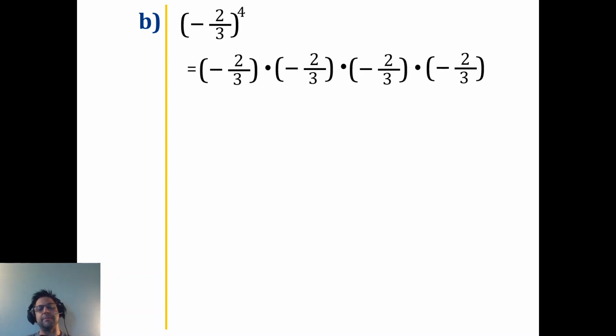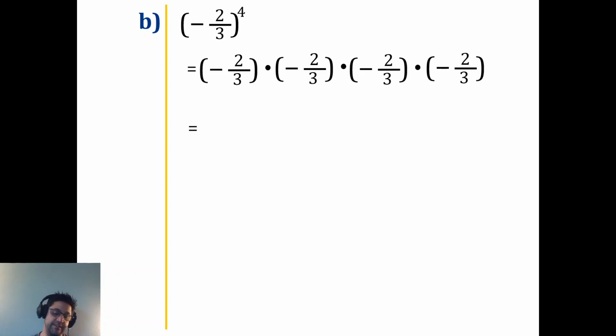So negative multiplied by negative, positive. Negative multiplied by negative, positive. So positive multiplied by positive. Hey, they're all positive then. So that means I really just need to multiply my numerators. 2 times 2 times 2 times 2. Then do the same thing with my denominators. 3 times 3 times 3 times 3.